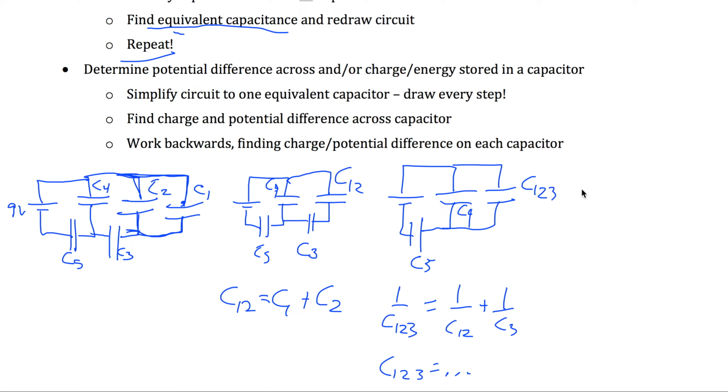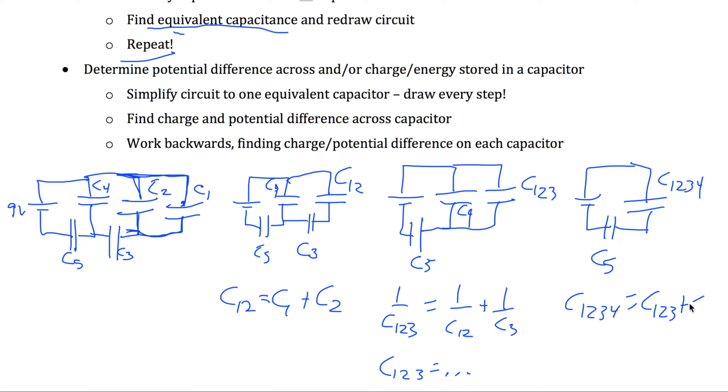Then you keep going, and I say, okay, these two are in parallel, so I haven't touched C5 yet, but I'm going to simplify these two to this one, which I'll call C1234. They were in parallel, so I know C1234 equals C123 plus C4.